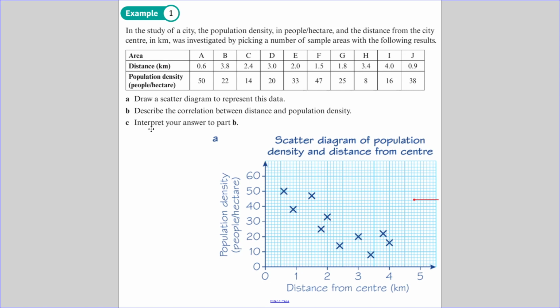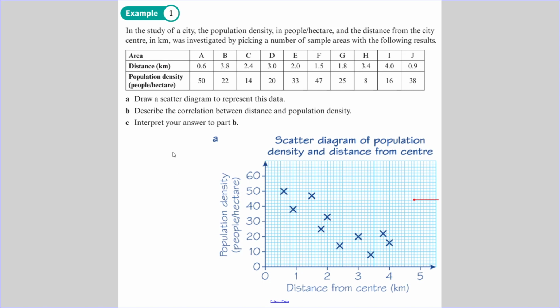For part C, we're asked to interpret our answer to part B. Interpret means to explain, using the context in the question, why this is the case and what this actually means for the question in general. So as the distance here increases, our population density decreases. So the answer for part C is going to be a sentence along the lines of, as the distance in kilometers from the city centre increases, the population density, you could put in people per hectare, decreases. Or something along the lines of, the further you are from the city centre, the lower the population density is.